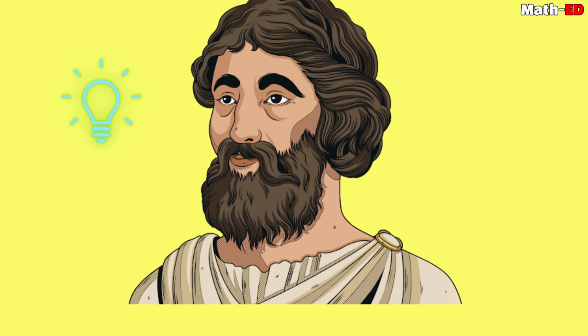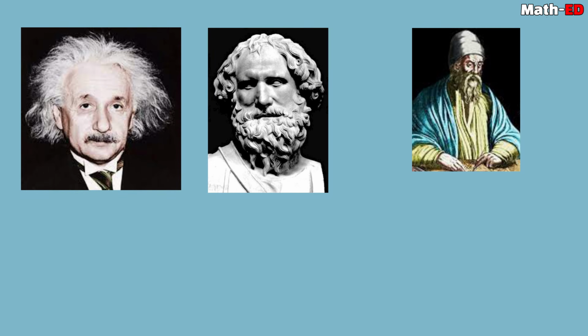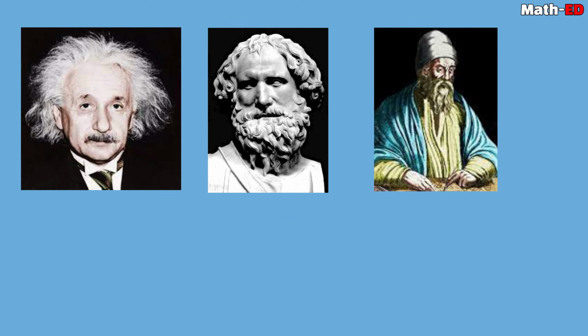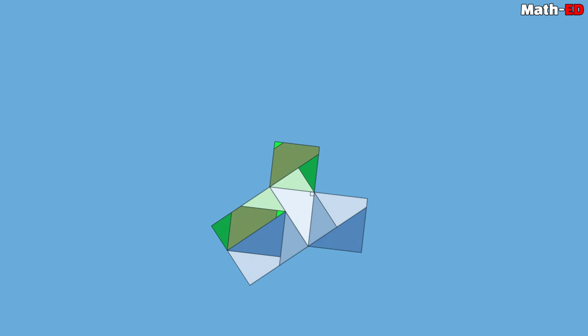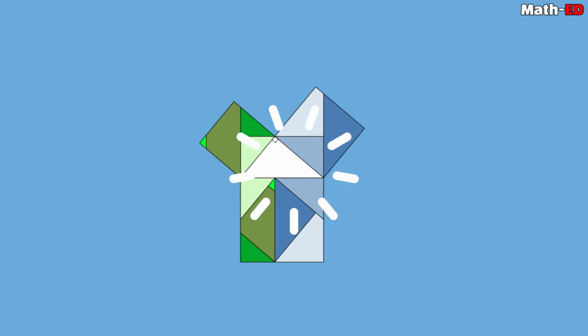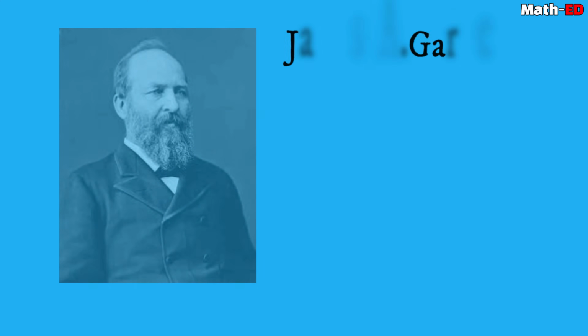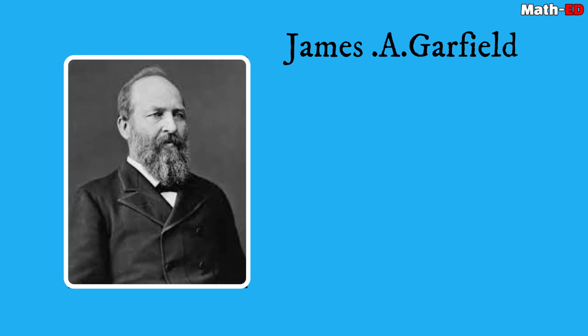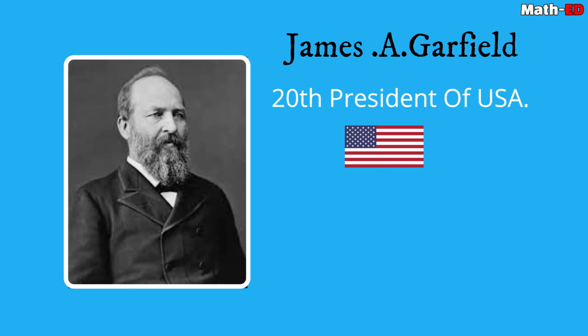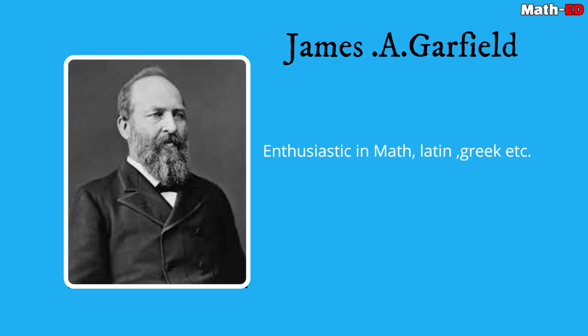After Pythagoras, many scientists, mathematicians, physicists, and philosophers have tried to prove the Pythagoras theorem in many different ways, and they have succeeded. After 3000 years, J.A. Garfield came up with a unique proof that was very easy to do. Here is a brief introduction about J.A. Garfield. J.A. Garfield was the 20th President of the United States of America. Besides being a politician, he was good in Latin, Greek, mathematics, philosophy, etc.